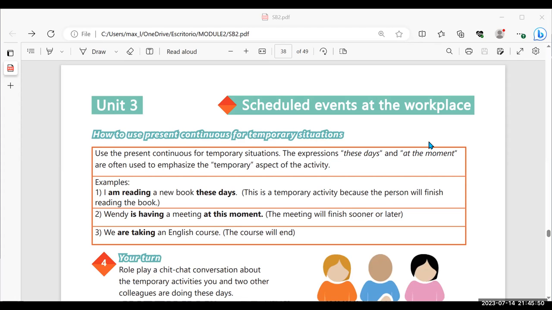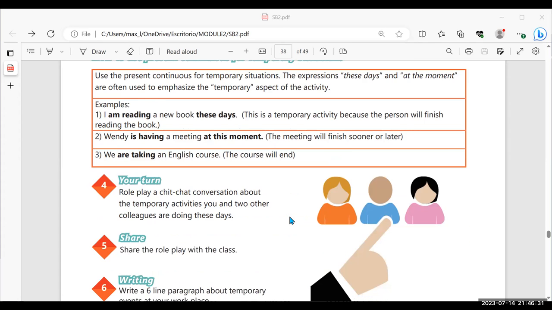And we have some examples. I am reading a new book these days. This is a temporary activity because the person will finish reading the book. And number two says, Wendy is having a meeting at this moment. The meeting will finish sooner or later. And number three says, we are taking an English course. The course will end. El curso va a tener que finalizar. Entonces, por eso son cuestiones temporales. Okay, what about number four?